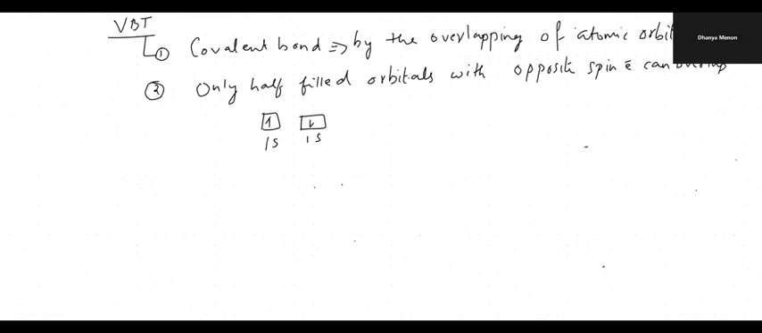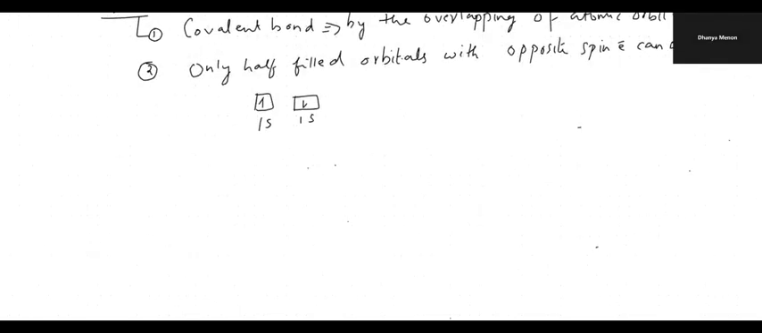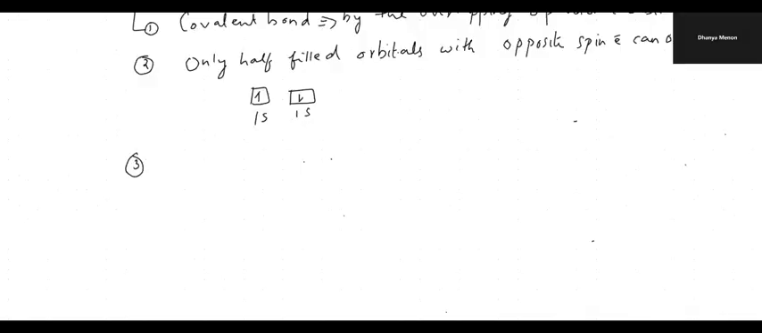Now, when they overlap, the extent of overlapping must be less than 50%. What if it is more than 50%? If it is more, what happens is that the nuclei come closer to each other and there can be repulsion.